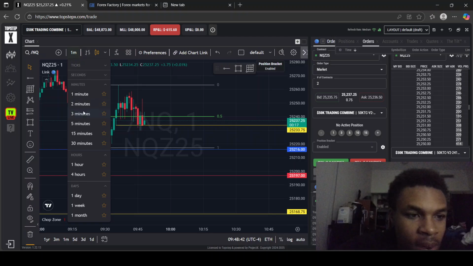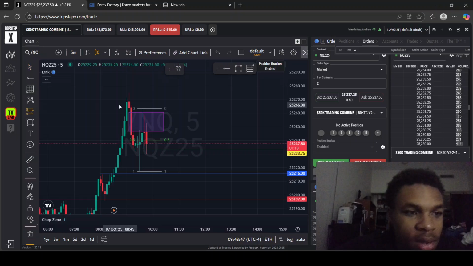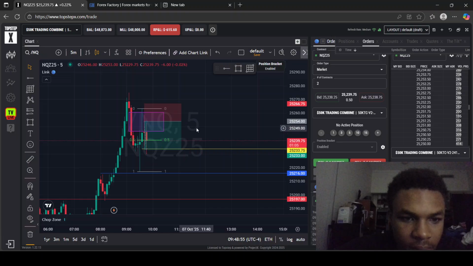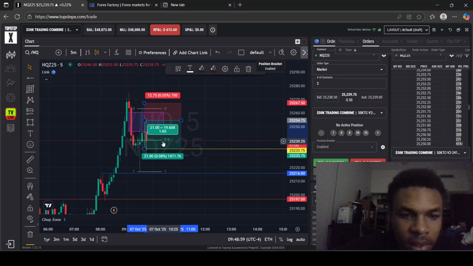If I was able to get my entry off up here, damn, bro, that was good. If I was able to get my entry off like right here and get my stop up there like I want, it would have been straight. It would have been very straight. But it is what it is.